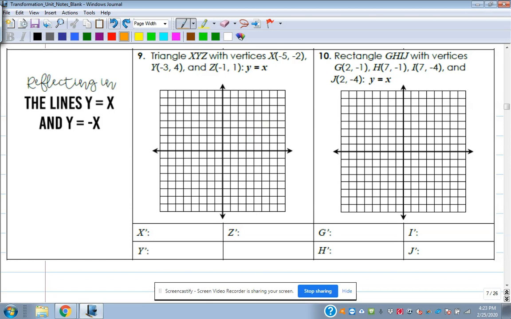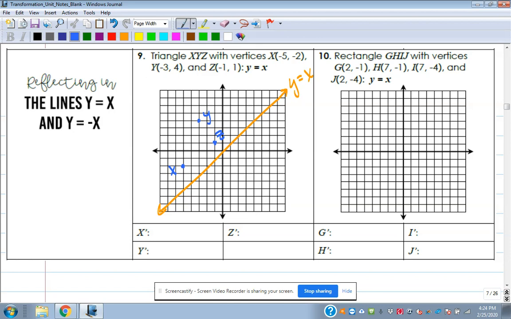I better get a straight edge so it looks right. It's going to go through the origin, and then it goes up 1 and over 1 the whole way. Like that. So there's our line of reflection, the y equals x line. I'm going to reflect across that line. And so I'm going to plot my pre-image: X at -5, -2, Y at -3, 4, Z at -1, 1. And there I've got my pre-image that I'm going to try to reflect across that line.